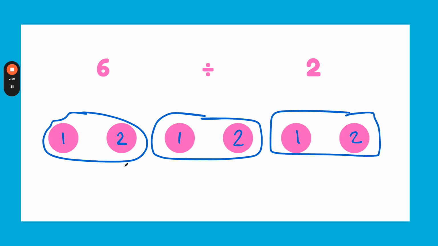So altogether we have 1, 2, 3 groups of 2: 1, 2 is one group, 1, 2 another group, 1, 2 another group. That means there are 3 groups of 2 altogether, which gives us our 6 counters: 1, 2, 3, 4, 5, 6. So that's how we know that 6 divided by 2 is 3, because there are 3 groups of 2 in 6 altogether.